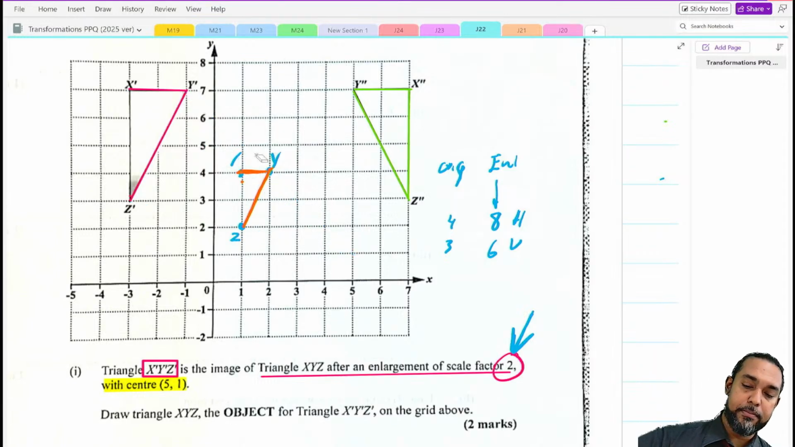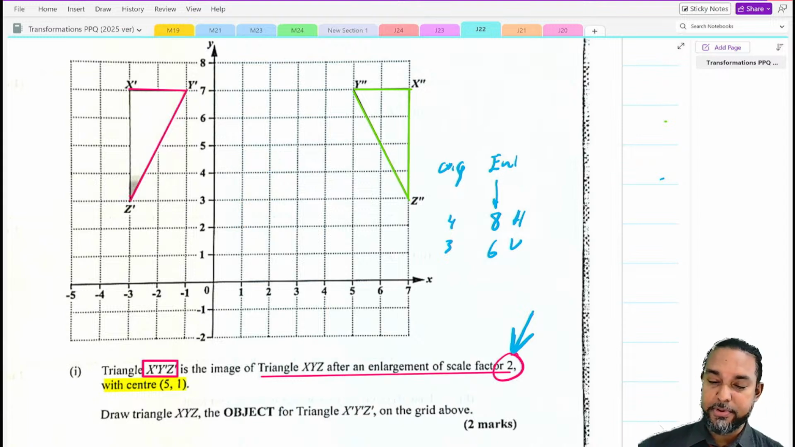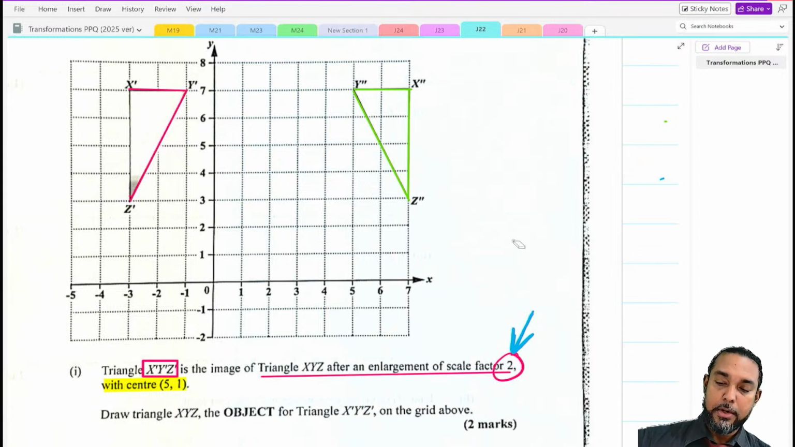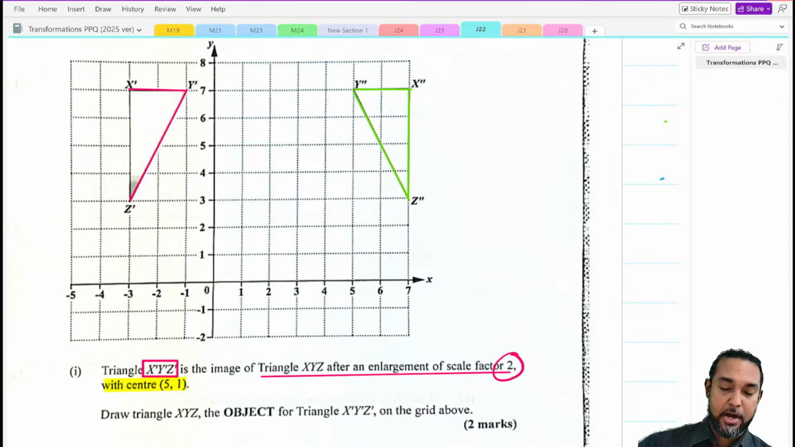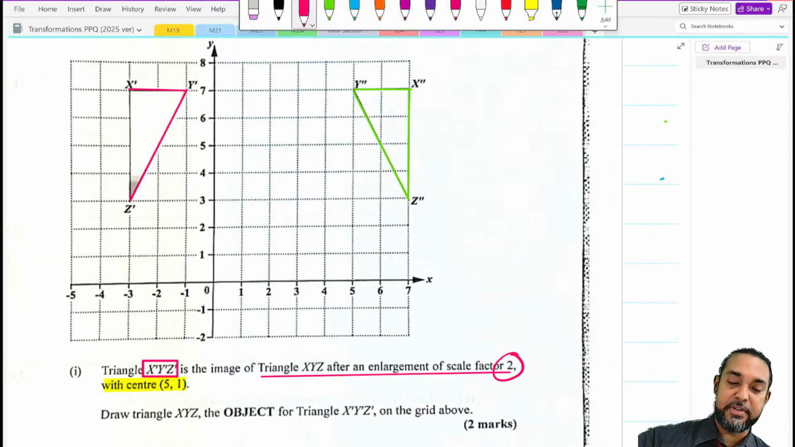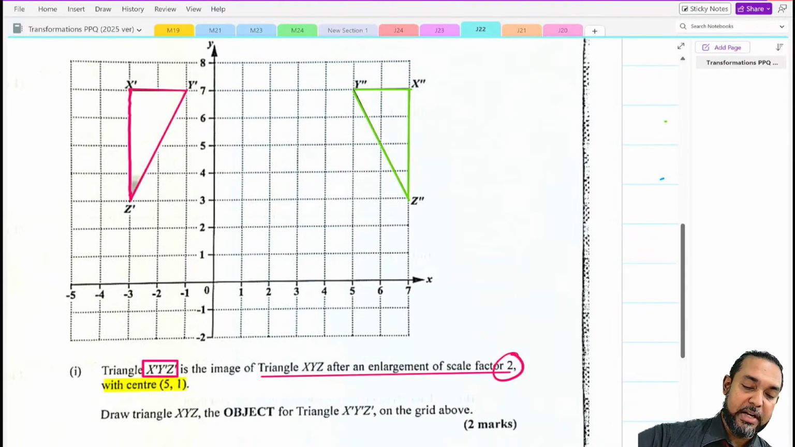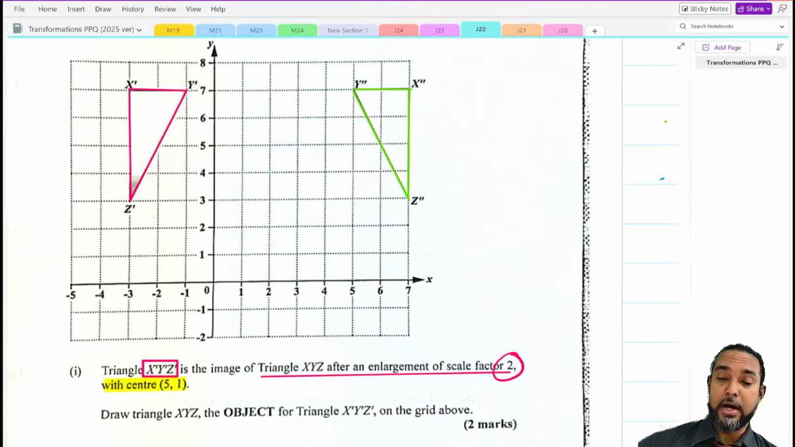All right, so one more time, just in case anybody still not 100% sure. What they're saying in this first thing here is that XYZ, the pink triangle, is the image of triangle, the original triangle XYZ after an enlargement. Right? An enlargement does what to the shape? It can make it either bigger or smaller. And depending on if you have a minus sign, it could actually invert the shape too. It could change the orientation, right?